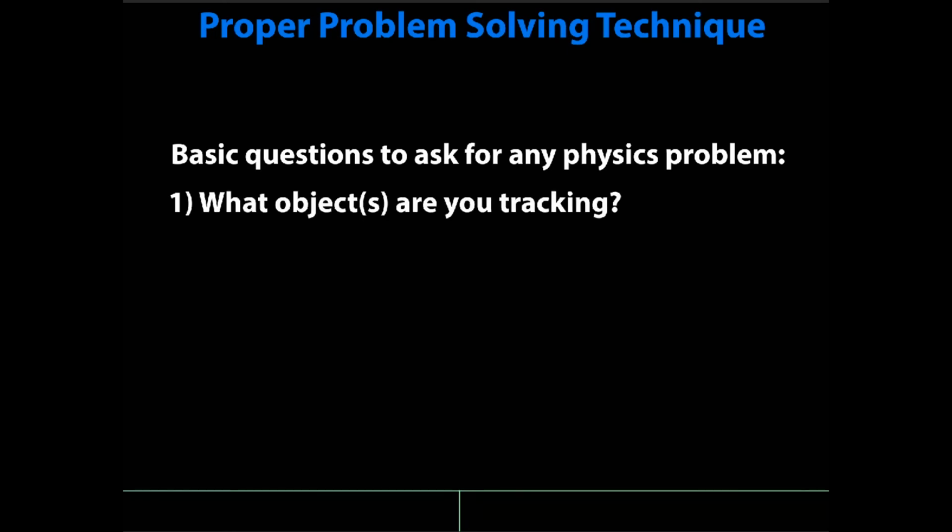The first question, what object or objects are you tracking? We've already talked about some variables like velocity, displacement, position. Now, if you are talking about velocity, displacement, or position, you need to know what object you are talking about. In physics, you're typically tracking a single object at a time, especially if you're first-time physics students. You're tracking one object. You need to identify what that object is.